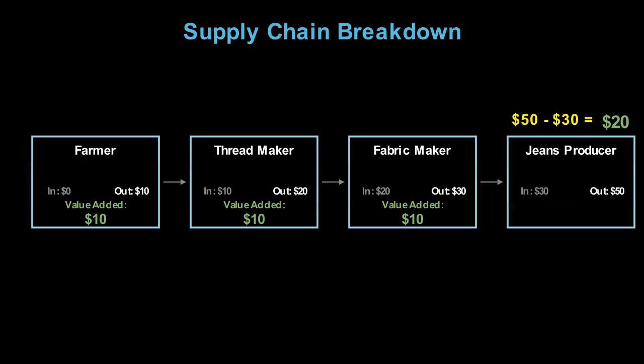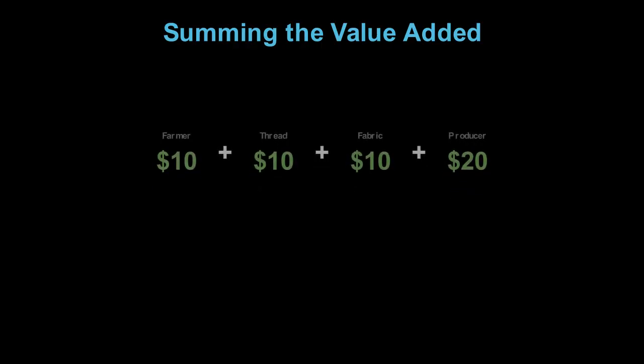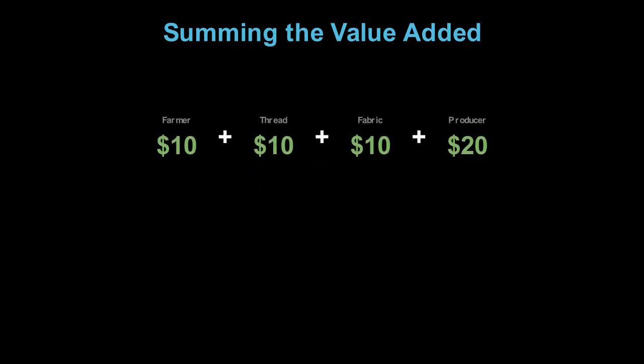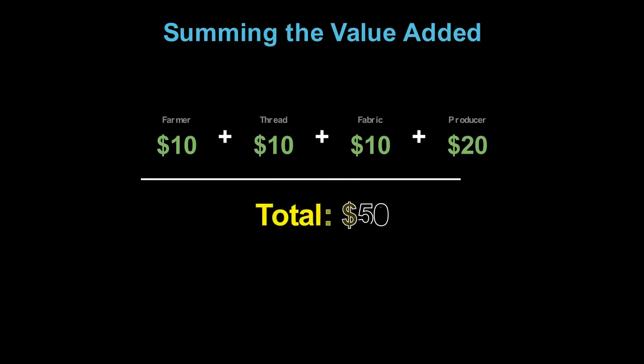Now, let's do the math. If we sum up the value added at each stage, $10 from the farmer, $10 from the thread maker, $10 from the fabric maker, and $20 from the jeans producer, the total is $50. Notice something. This matches exactly the market value of the final good. Whether we look at the final receipt or sum the steps, the GDP contribution is identical. This proves the robustness of the model.